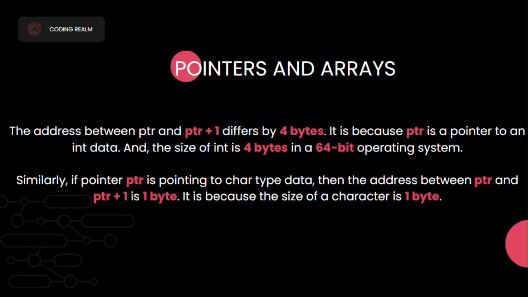The address between ptr and ptr plus 1 differs by 4 bytes. It is because ptr is a pointer to an integer data, and the size of integer is 4 bytes in a 64-bit operating system. Similarly, if pointer ptr is pointing to character type data, then the address between ptr and ptr plus 1 is 1 byte. It is because the size of a character is 1 byte.